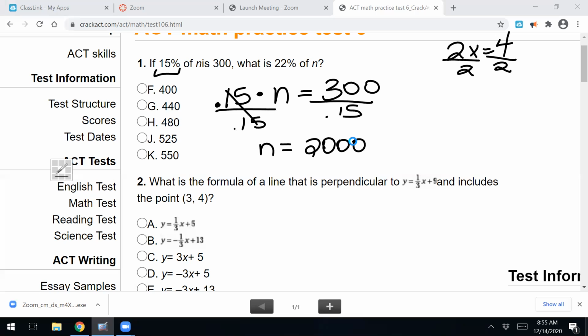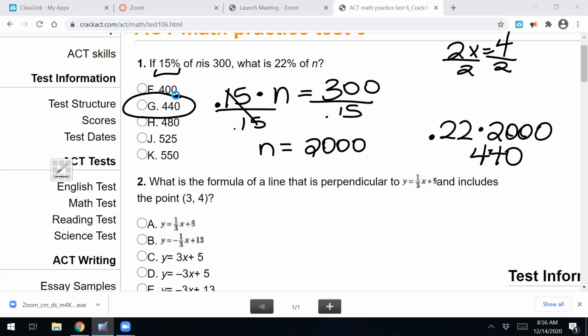Now it says, what is 22% of N? Well, again, percent is 0.22 of N, which is 2,000. So then you just multiply. What's 0.22 times 2,000? 440? So your answer is G. Make sure you have your work, not just answer choice G. Show your work, and you'll be good. Anybody have questions about that?